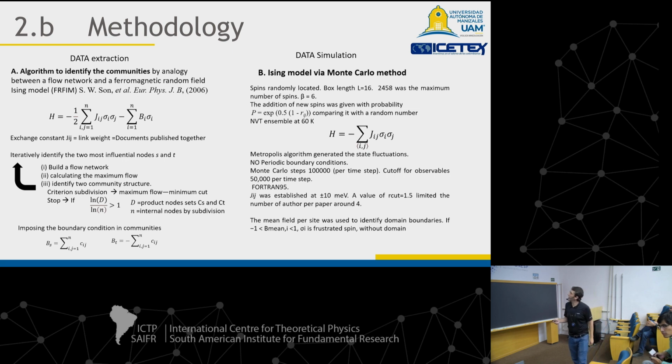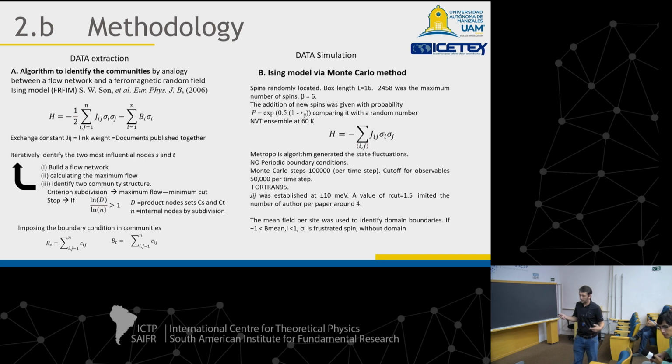And another method was the simulation by Monte Carlo. This is just to contrast the results, real world versus simulation. And here I use the Hamiltonian. And this is a probability to locate the spins around the pre-existing spins. The number of Monte Carlo steps was 100,000. This is the cutoff for observables, 50,000. And I use Fortran for this simulation, because I need speed.